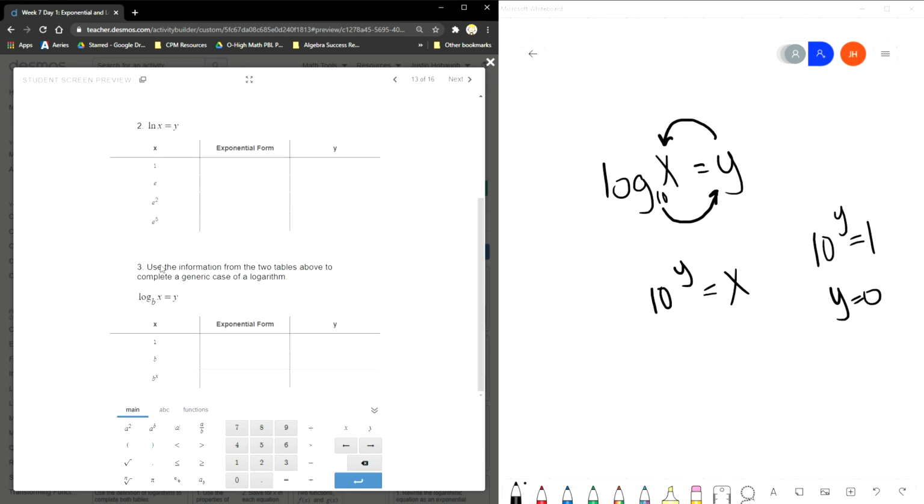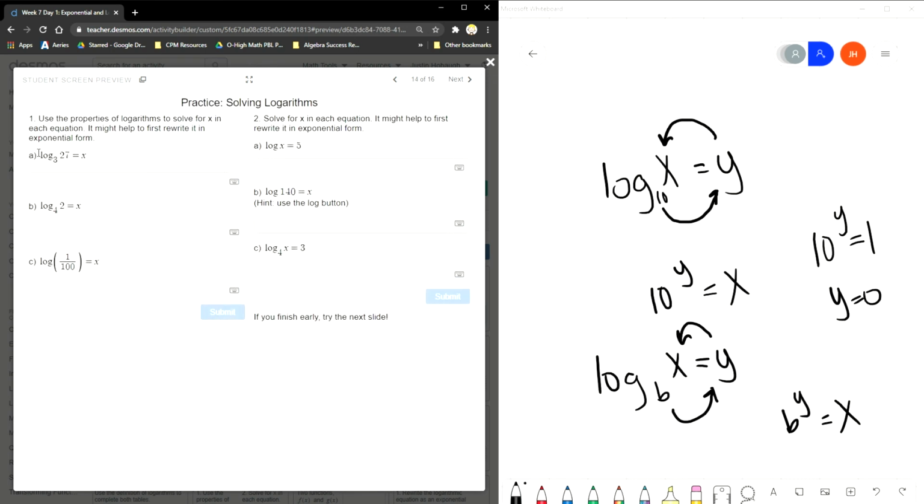Y'all can do that. And here I've got base b. What do you think log base b of x equals y is going to make? Well, using the decoder ring, we will see that b to the power of y equals x, right? And you can keep going with that. Alrighty, y'all. Continuing on, here's just some practice. I will leave these for y'all to practice.